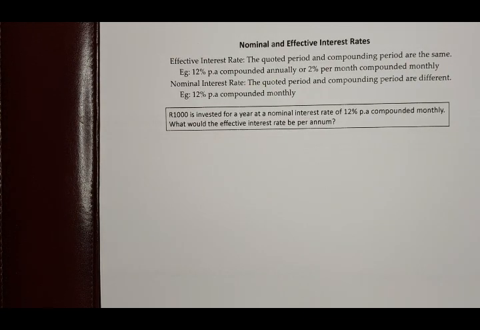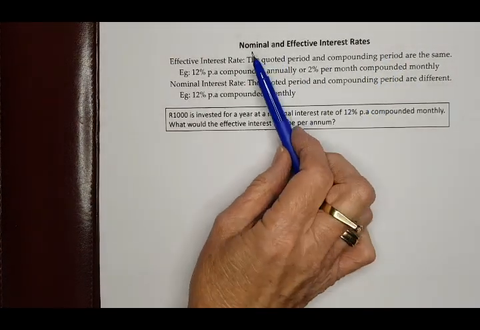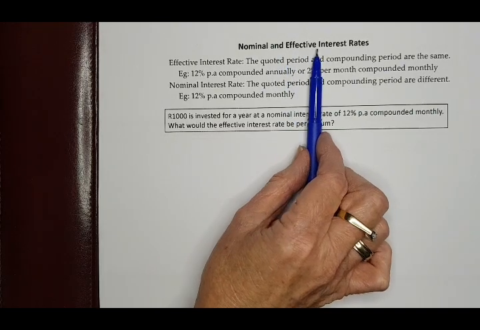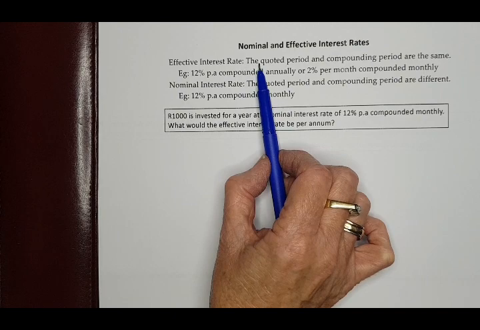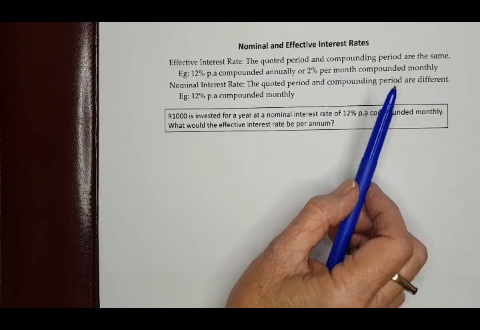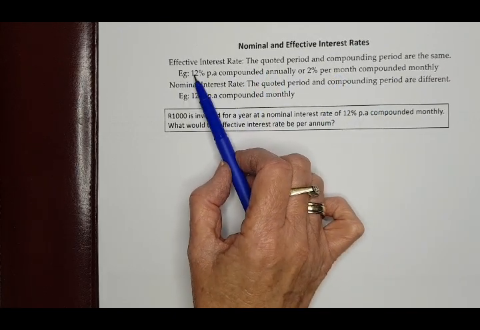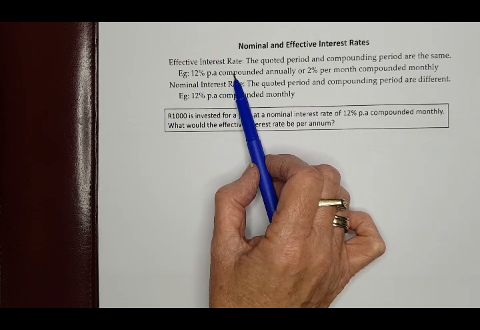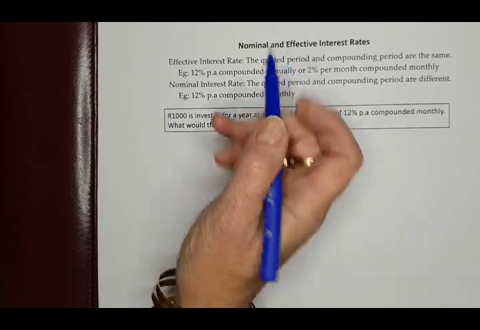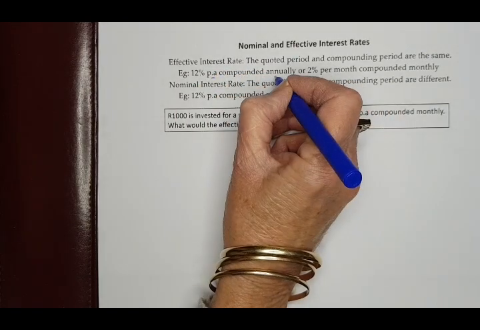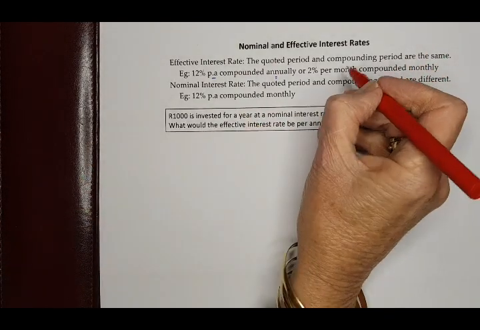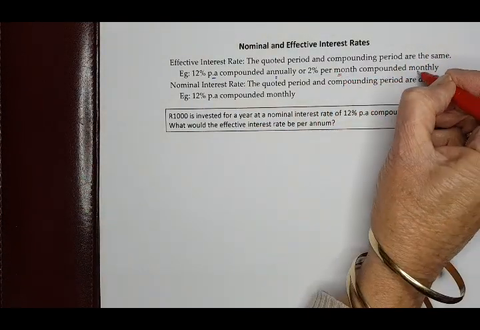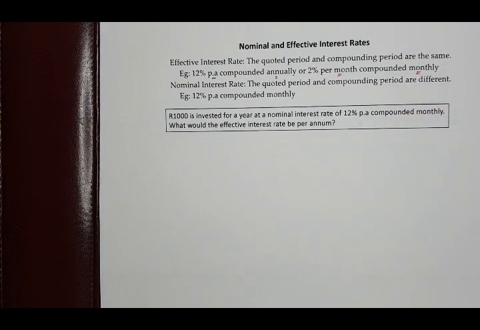In this fifth lesson on finance, we're going to look at the difference between nominal and effective interest rates. Now, an effective interest rate is when the quoted period and the compounding period are the same. So, for example, 12% per annum compounded annually. Or you could have a situation where you had 2% per month compounded monthly.